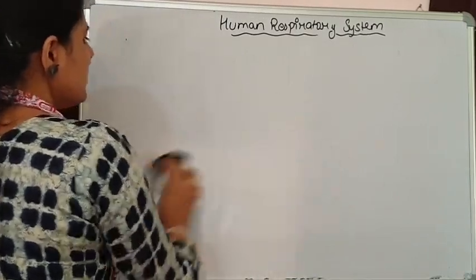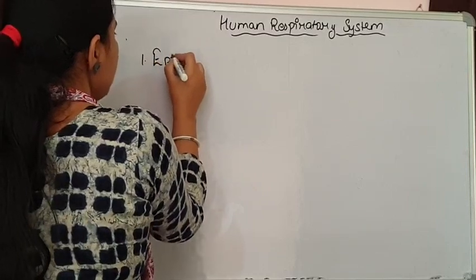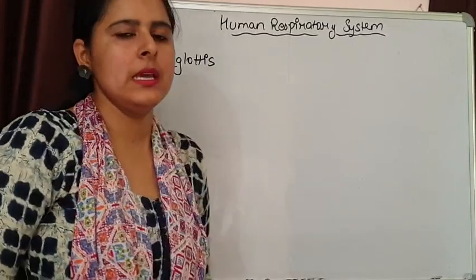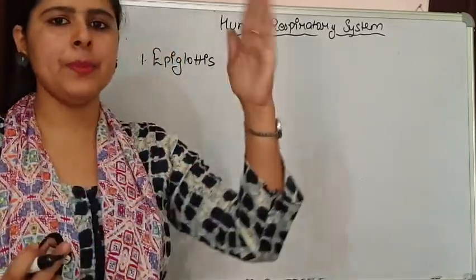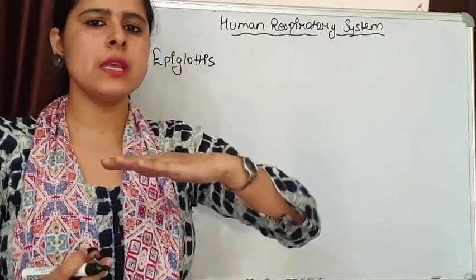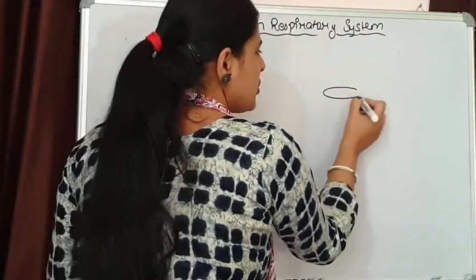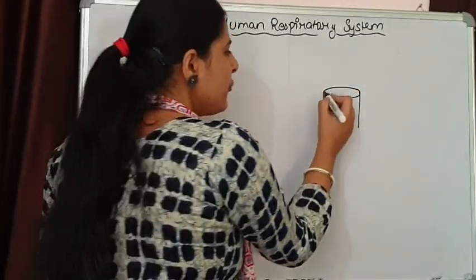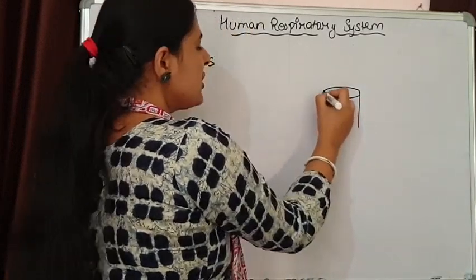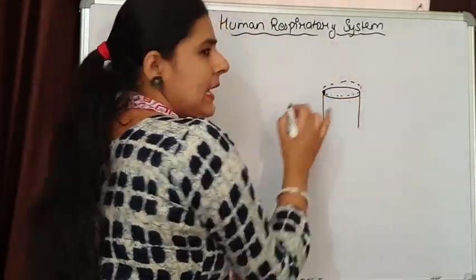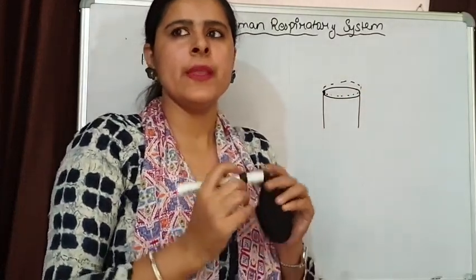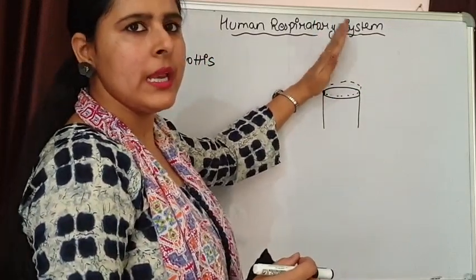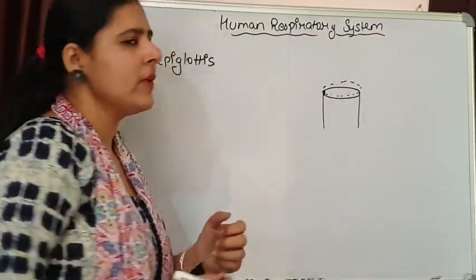The first cartilaginous structure that is present in the larynx is the epiglottis. What is this epiglottis? This epiglottis is simply a flap that can open or close, and it is present on just the upper portion of the larynx. This is the uppermost portion of the larynx, and from one side the epiglottis is attached and it is acting as a flap that is going to open or close. So whenever we are going to take our food, this epiglottis will open and close. This is the function of the epiglottis.